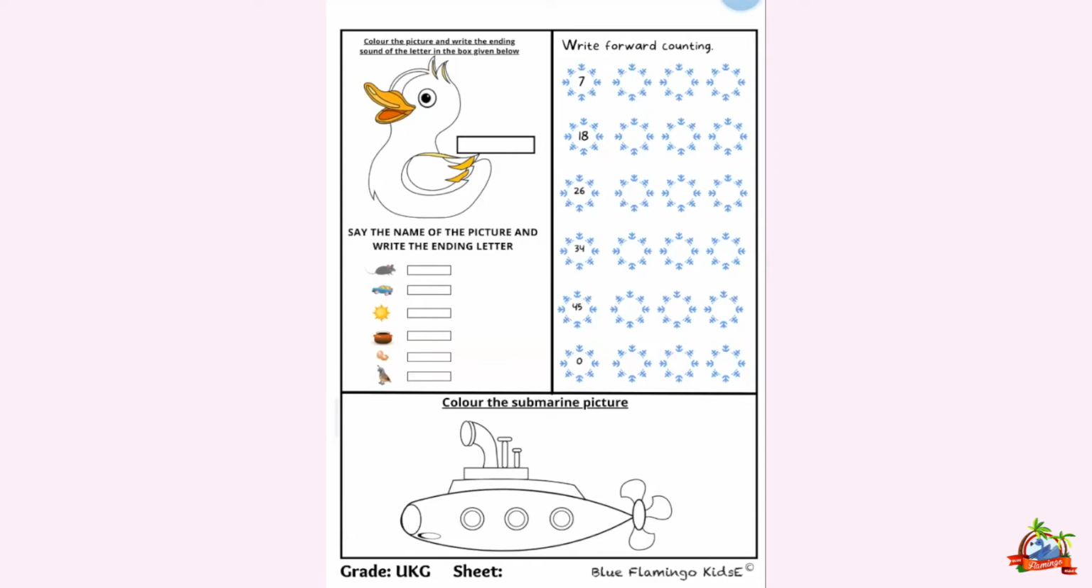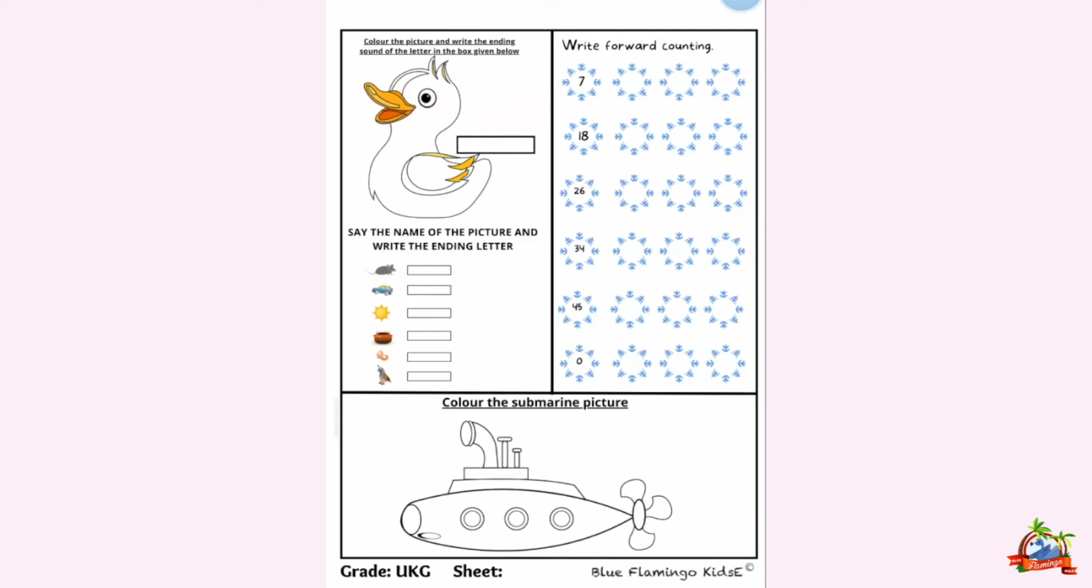V for van. W for watch. X for Xmas tree. Y for yacht. Z for zebra. So, this was all about our English.